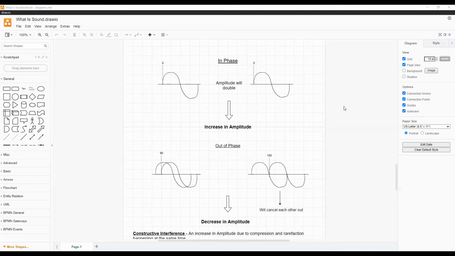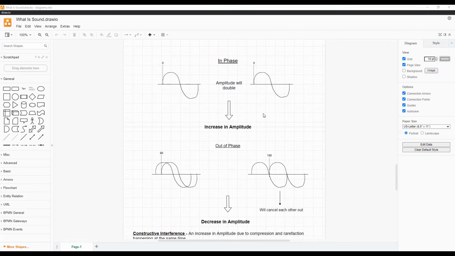When two or more waves begin at the same time, their degree intervals are identical, meaning they are in phase with each other. In this example, we have two waves, and they both start at 0 degrees. Because their degree intervals start at 0 degrees, they both start at the same time, they will increase in amplitude when put together. However, in this specific example, when they both start at 0 degrees, their amplitude is the same, and their frequency is the same. The amplitude will double.